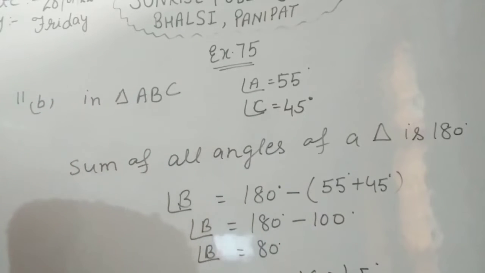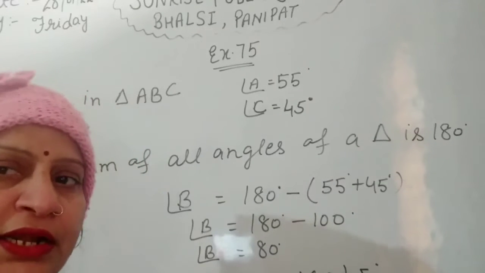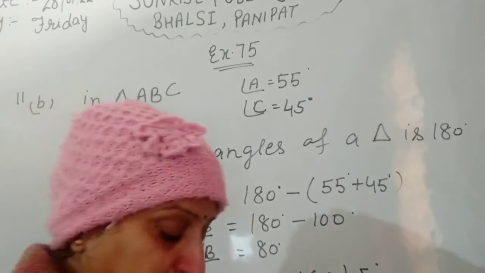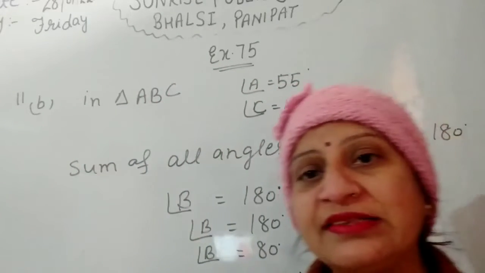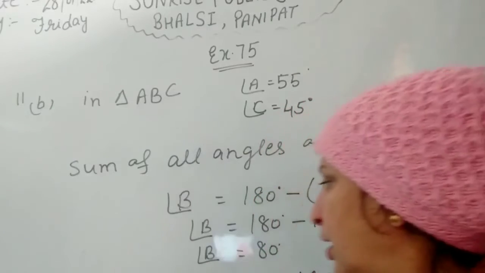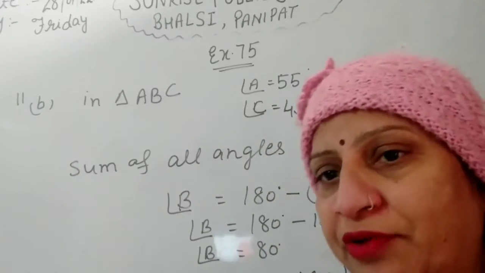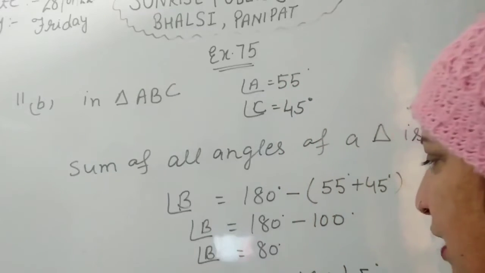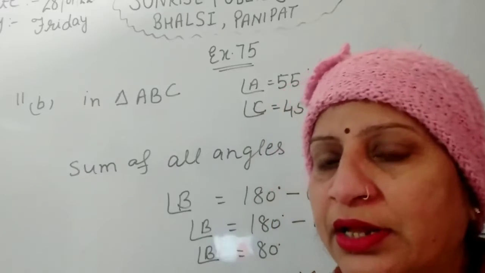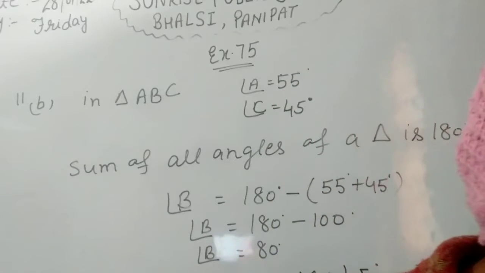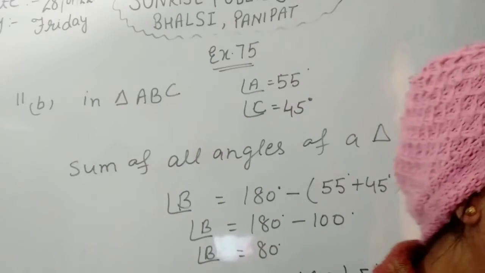Now here we see that all these three angles are less than 90 degrees, and all these angles are different. So when our angles are different, it means that it is a scalene triangle. It is a scalene triangle.